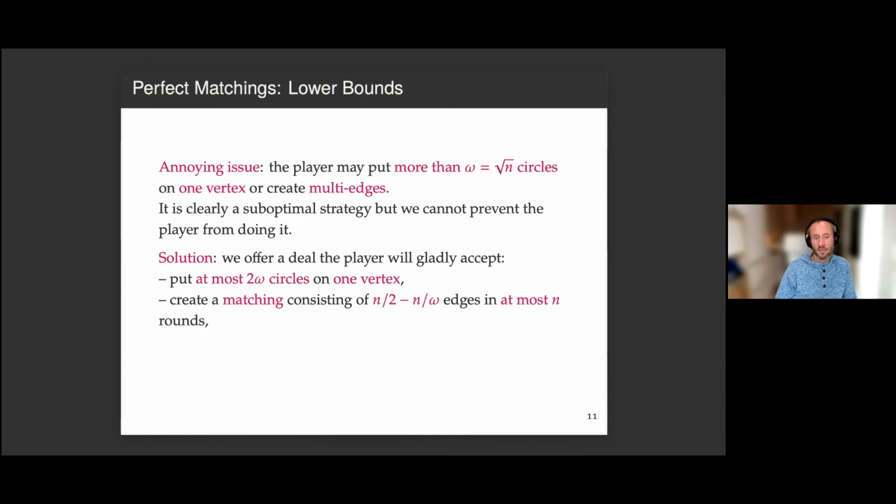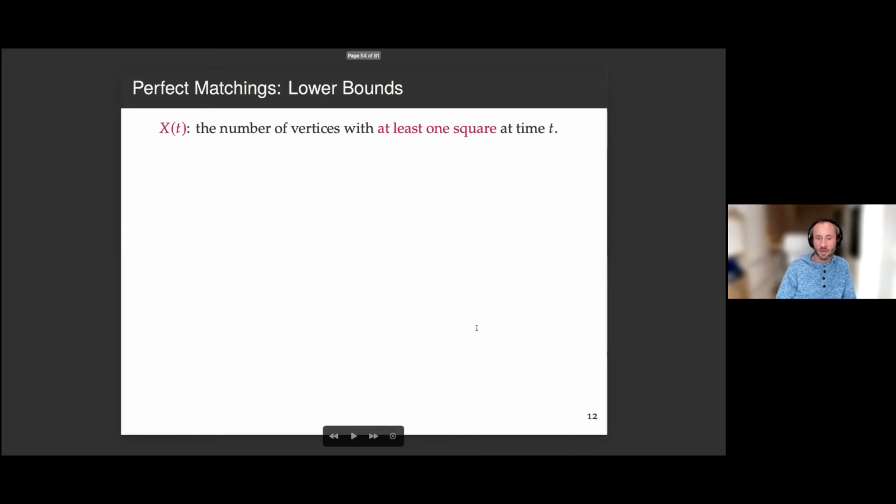And now the good thing is that this auxiliary game is easier to analyze, because if I don't have any vertices with more than root of n circles on them, then the maximum change in my random variables is going to be at most root of n, and that's enough for the differential equation method, or for the Hoeffding-Azuma inequality to kick in and work for me. So this is kind of a little annoying issue that we need to deal with.